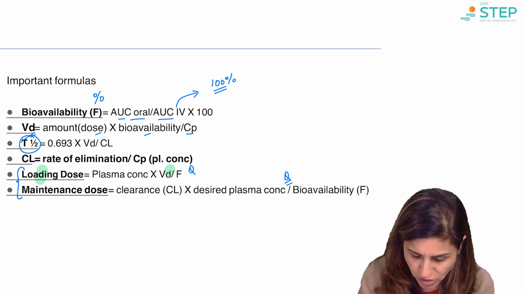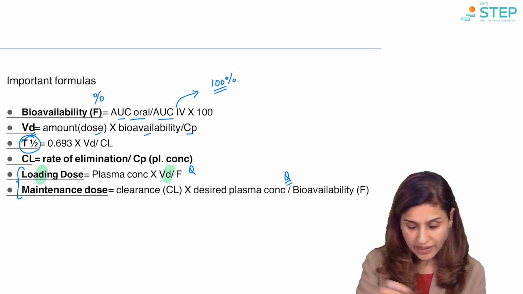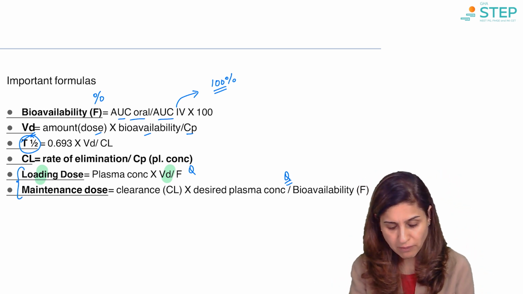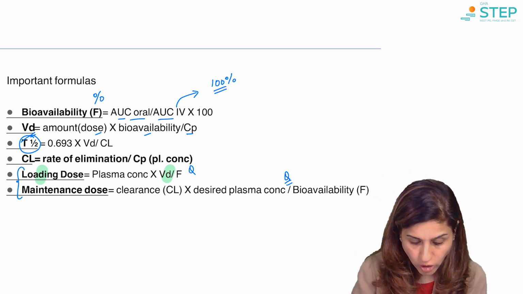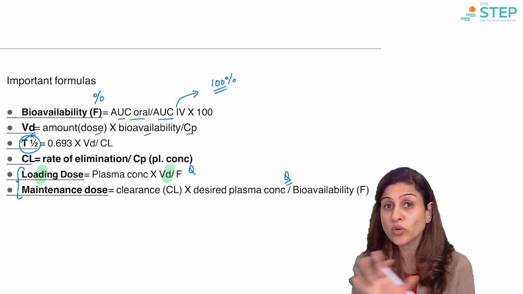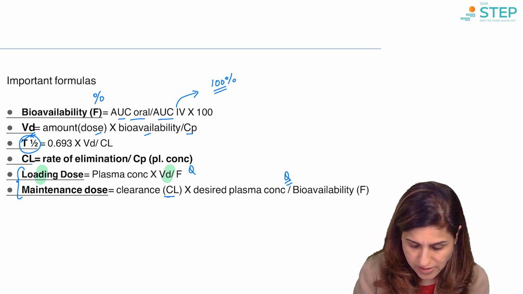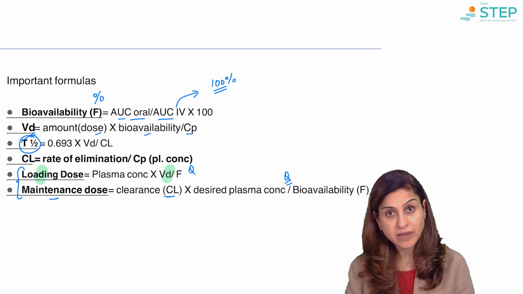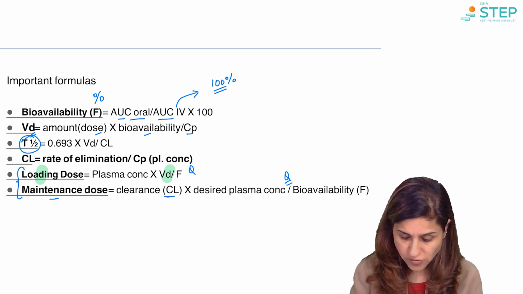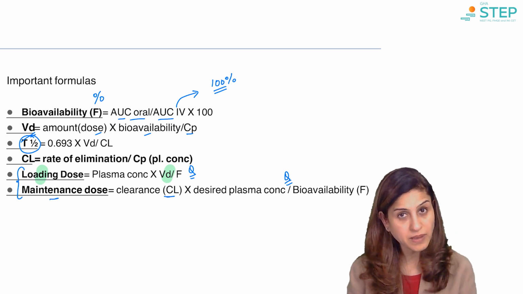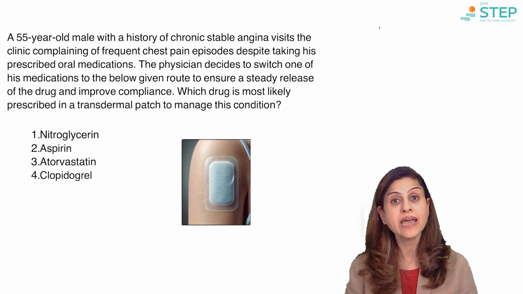Volume of distribution also has a D in its spelling. So loading has D and volume of distribution also has D. So remember, loading dose depends on the volume of distribution, while maintenance has no D in it, so it will depend on the clearance. Maintenance dose depends upon the clearance, and loading dose depends on the volume of distribution. This is very important to know. It has been asked many a time. All right, let's move on to the next question.